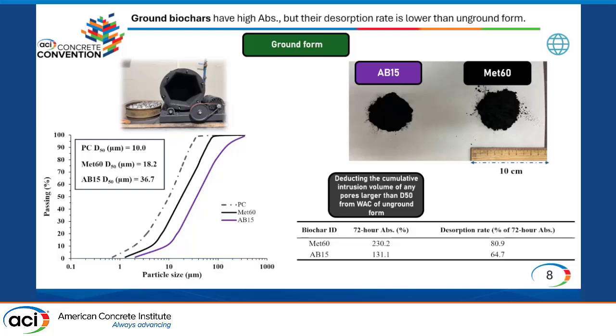We could still see that, of course, compared to the on-ground form, they had a little bit lower water absorption capacity because we are losing some pores, but their desorption rate is also lower. And that's because it's a little bit harder to draw water from smaller pores due to the enhanced capillary pressure.